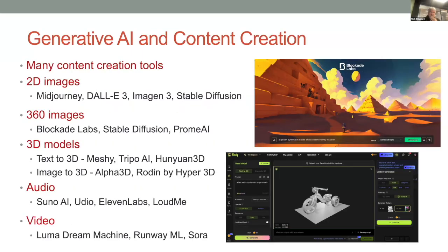So for example, with content creation, there are many Gen AI tools you can use to create assets for AR and VR experiences, for 2D assets using Midjourney or DALL-E, or 360 images like Blockade Labs or Stable Diffusion. One of the new areas is 3D models, so you can use text to make 3D models, audio and video as well. So here's one example.